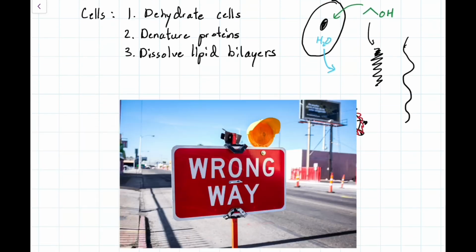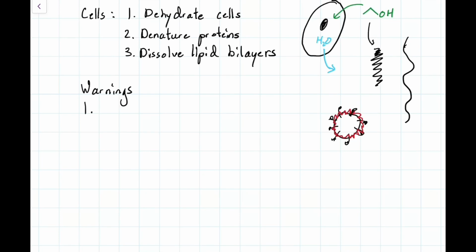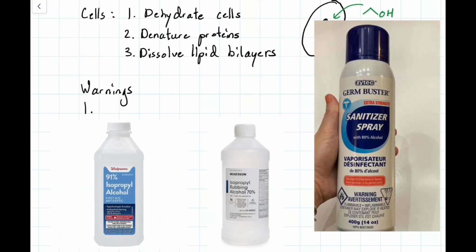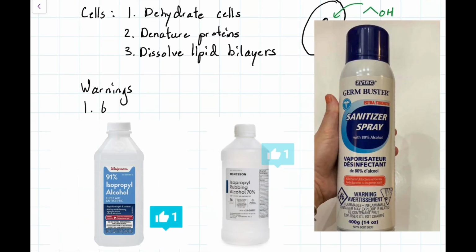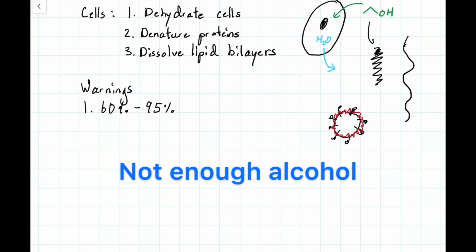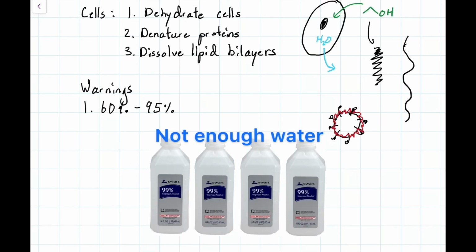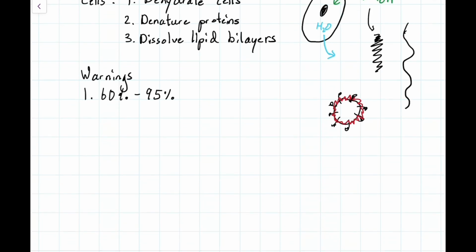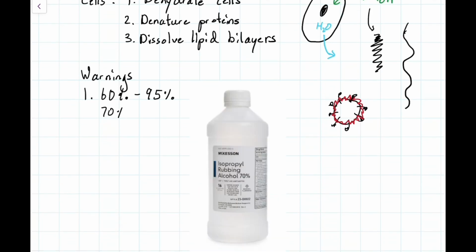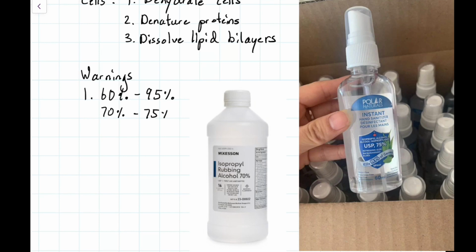Now, what should we be careful of? Warnings. First, only 60 to 95% water-based alcohols are effective in killing germs. 60 to 95%. If less than this, you do not have enough alcohol. If more than this, you do not have enough water for the alcohol to work. The best concentration to eliminate germs is between 70 to 75%.